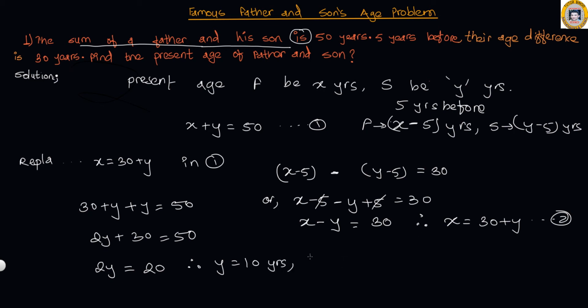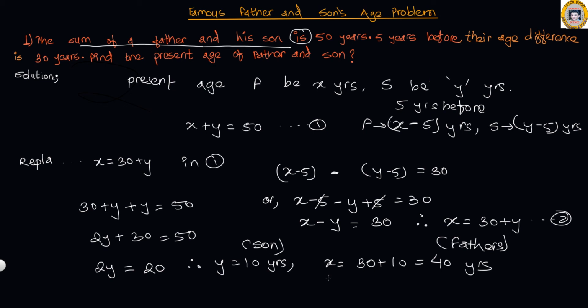Now, if I substitute the value of y in equation 2, I would get x equals 30 plus 10, which is equal to 40 years. So the present age of father is 40 years, whereas the present age of son is 10 years. This is how we can solve this problem.